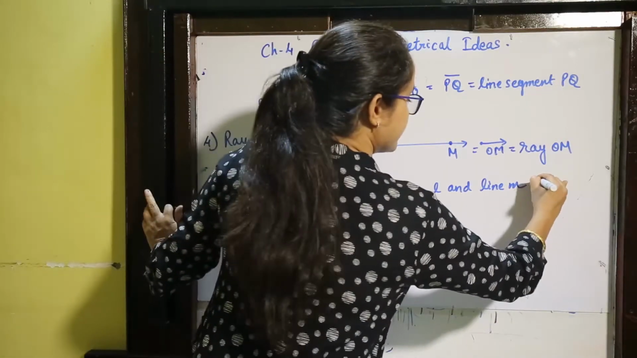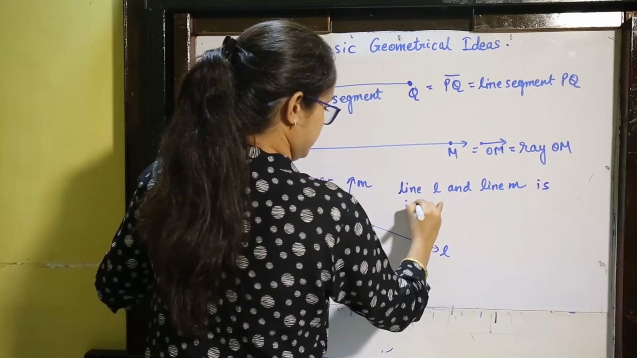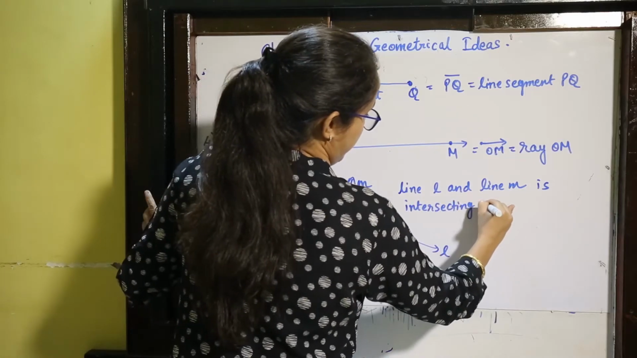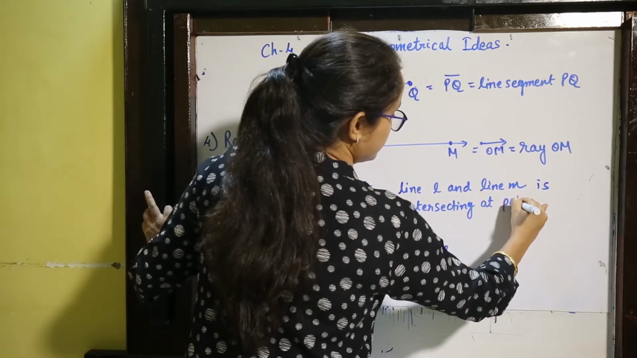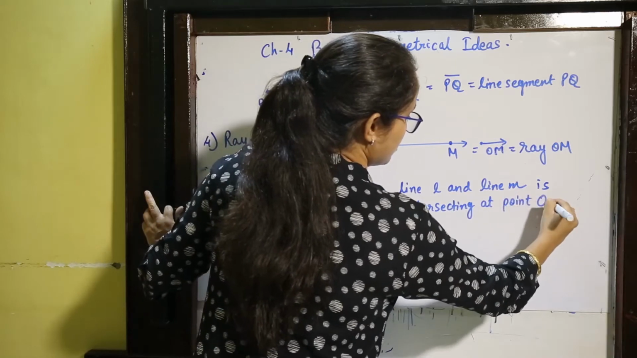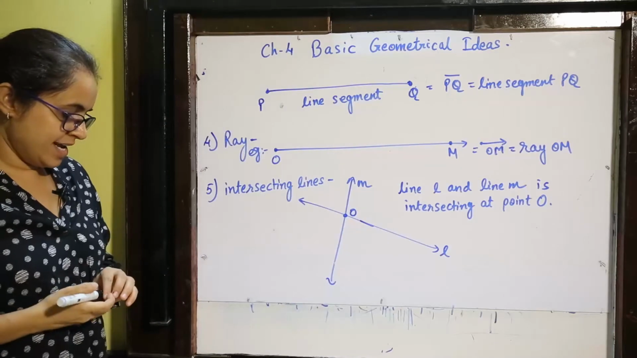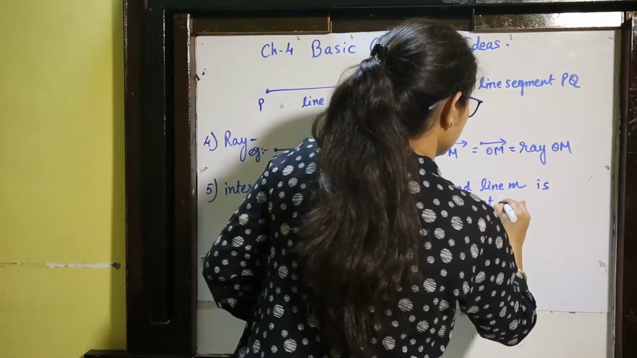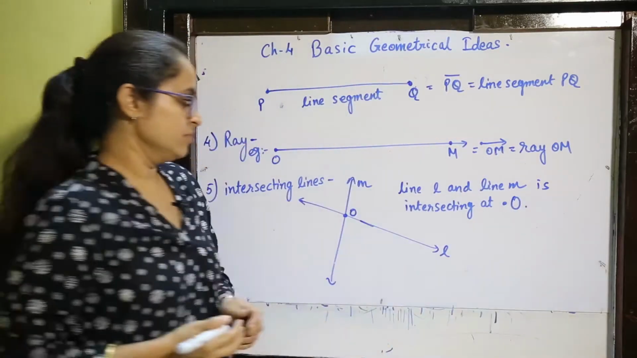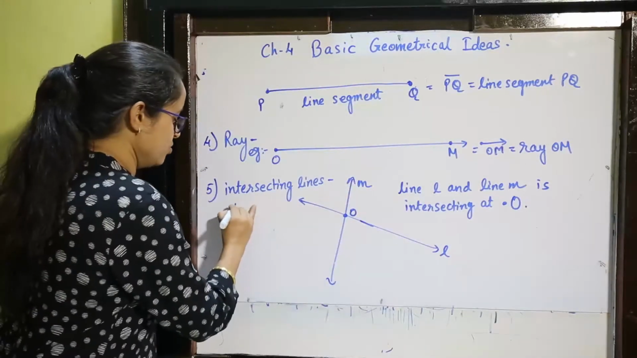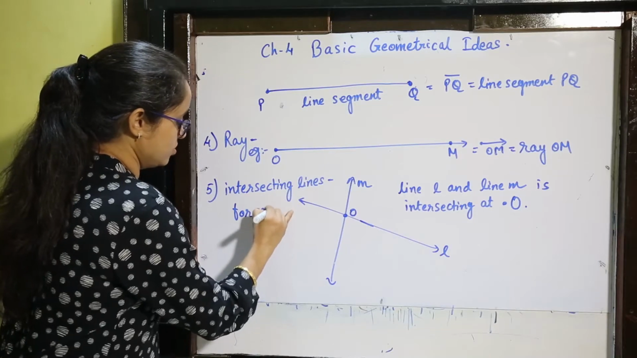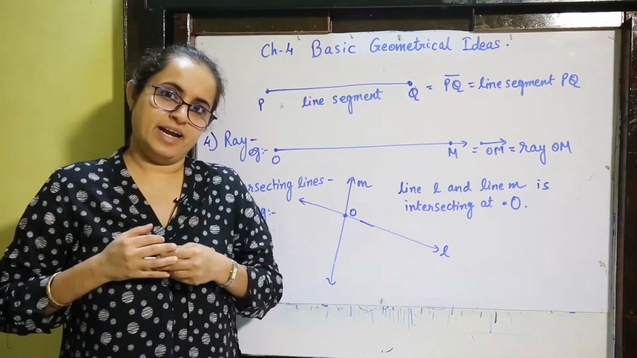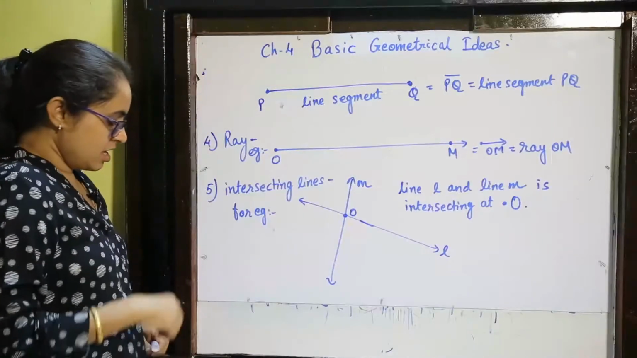is intersecting at point O. You can write like this, or you can write at point O. It can be written this way too, at point O. So please write this example along with the question. So this is all about intersecting lines. Now the next is parallel lines.